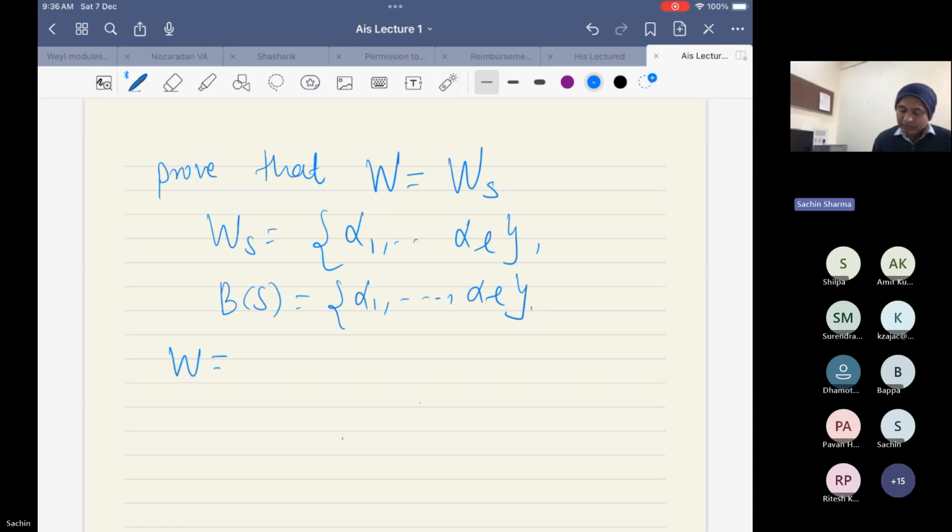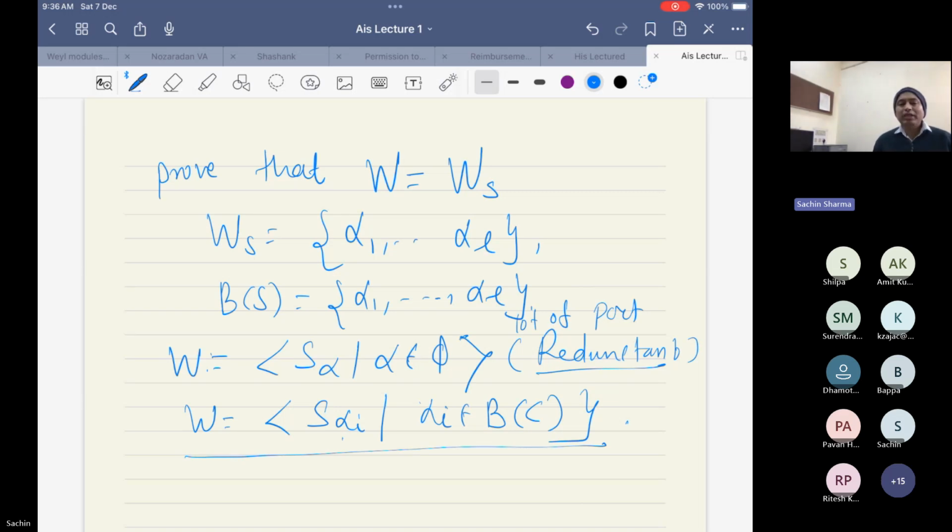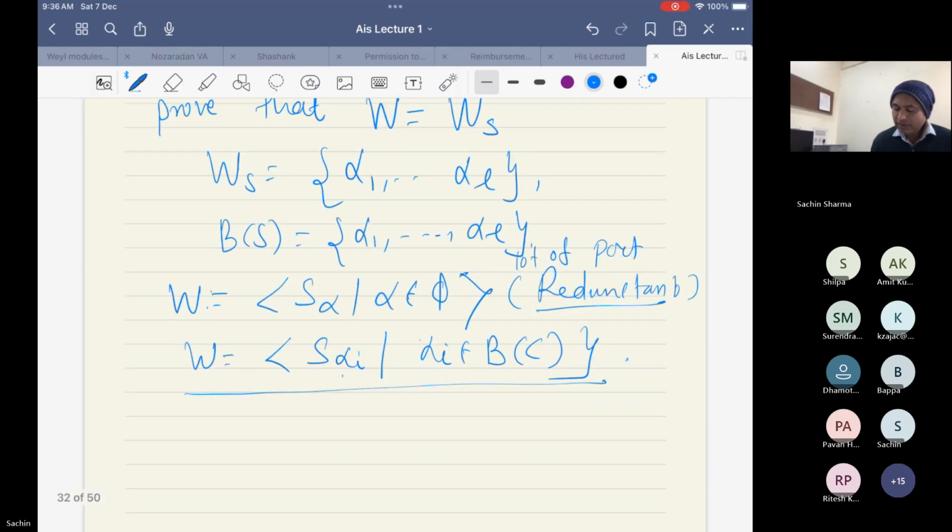So this W, originally we defined as the subgroup generated by all S alpha, alpha belongs to phi, but it seems that definition is redundant. A lot of that is excessive. So you can have this as generated by S alpha I, where alpha I belongs to B of C. That is a very crucial improvement.